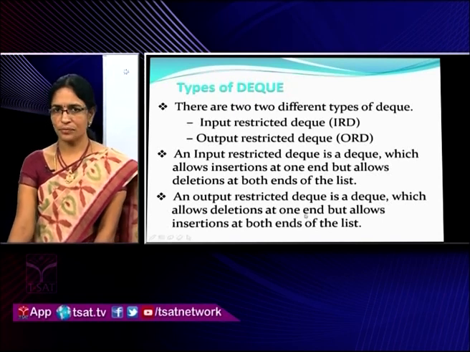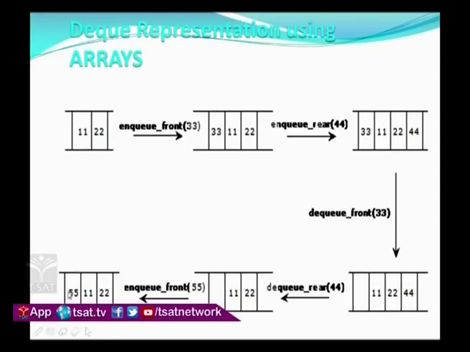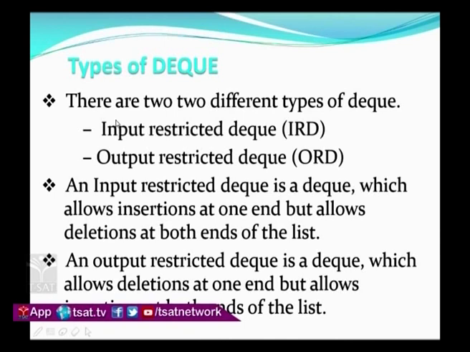That means deletion is at only one end. Here deletion is possible either on this side or this side, but not both sides, but insertions are possible at front or rear. So this is called a DQ operation.